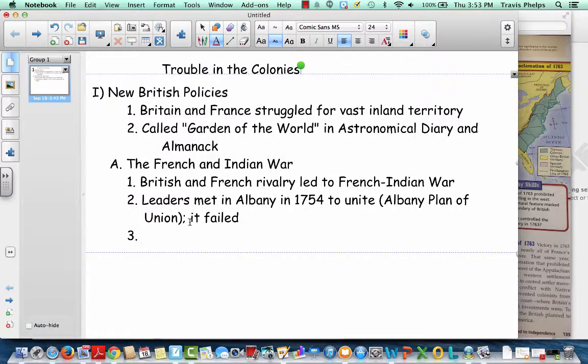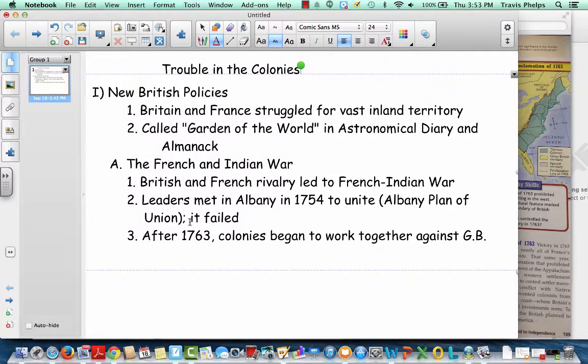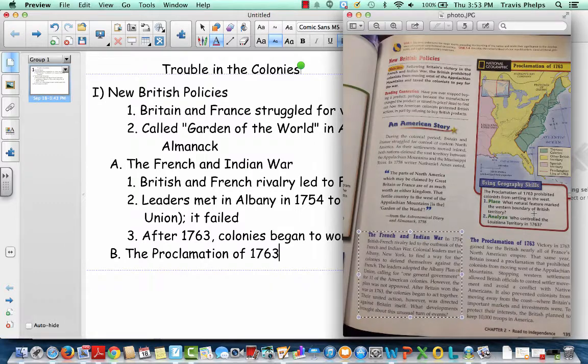And then number 3 here, you could say after 1763, colonies began to work together against, and I'll put GB for Great Britain, because those are the main ideas in that paragraph. And then that's it. We're done there. We're going to go on to B, which, as you can see, is the Proclamation of 1763. And I'll put that there. You can read that to yourself, and I will pause the video.